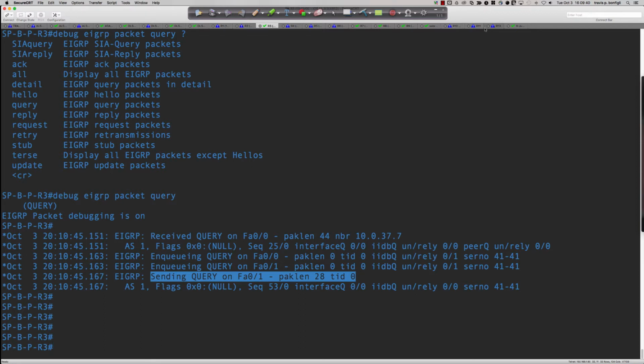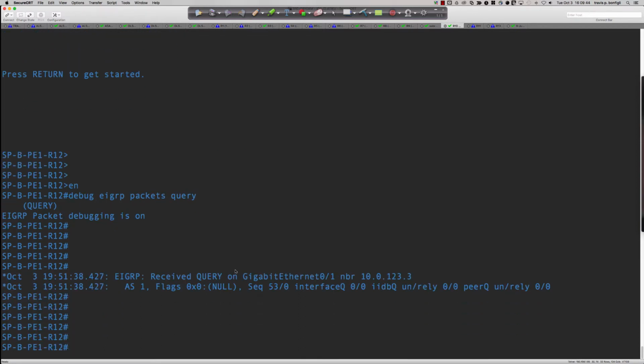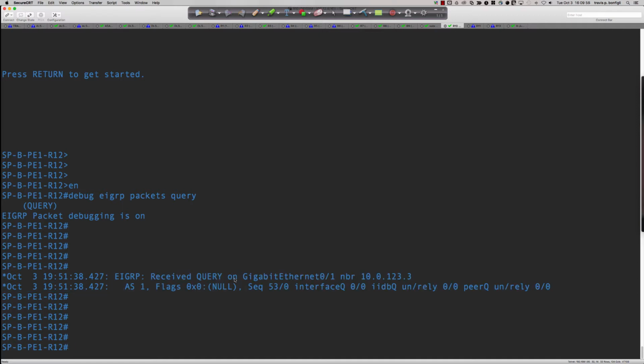But we come over here to router 12, and this is what we see. We see that the query is received from router 12, right? And 12 responds back. We don't see that part, but 12 is saying, yeah, no, I don't have another way to get to the 192.168.5. I'm sorry. But you can see that the query comes all the way here to router 12.